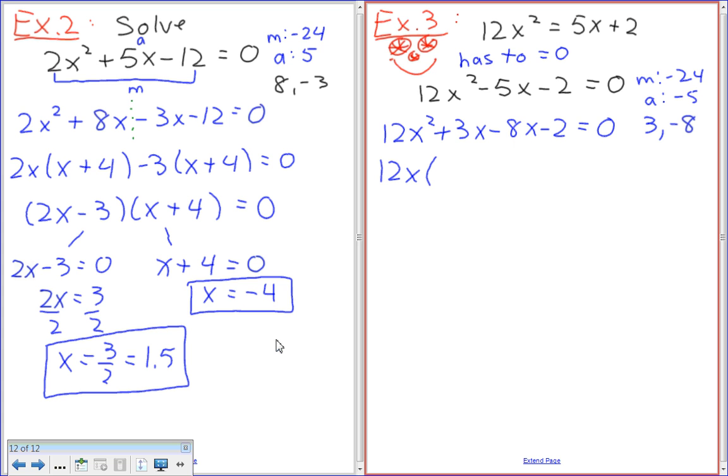Very good. So what you should just do when the first number is bigger, just say to yourself, what number goes into both 3 and 12? 3. Okay. So I'm going to just take out a 3 right there. What will be left inside the brackets then? 4x plus 1.